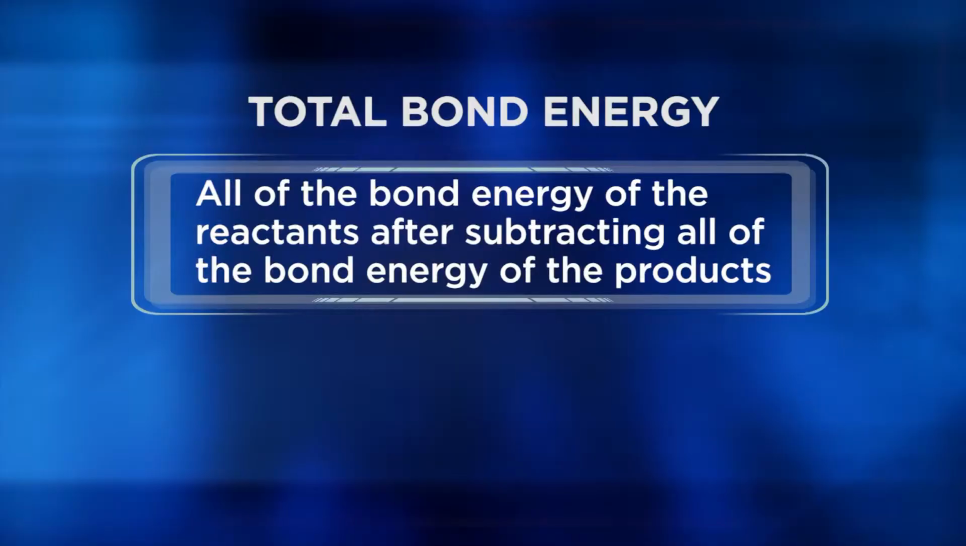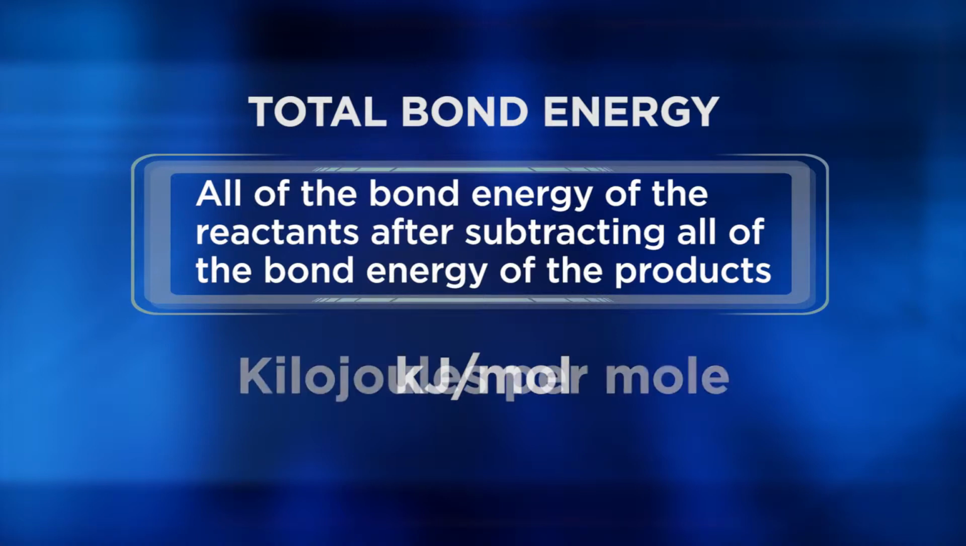When we explore terms like endothermic and exothermic, we're addressing a very important Georgia science standard, total bond energy. Total bond energy is all of the bond energy of the reactants after subtracting all of the bond energy of the products. It's often measured in units of kJ/mol, or kilojoules per mole. Remember that it requires energy to break bonds, and that we get energy back from bond formation.